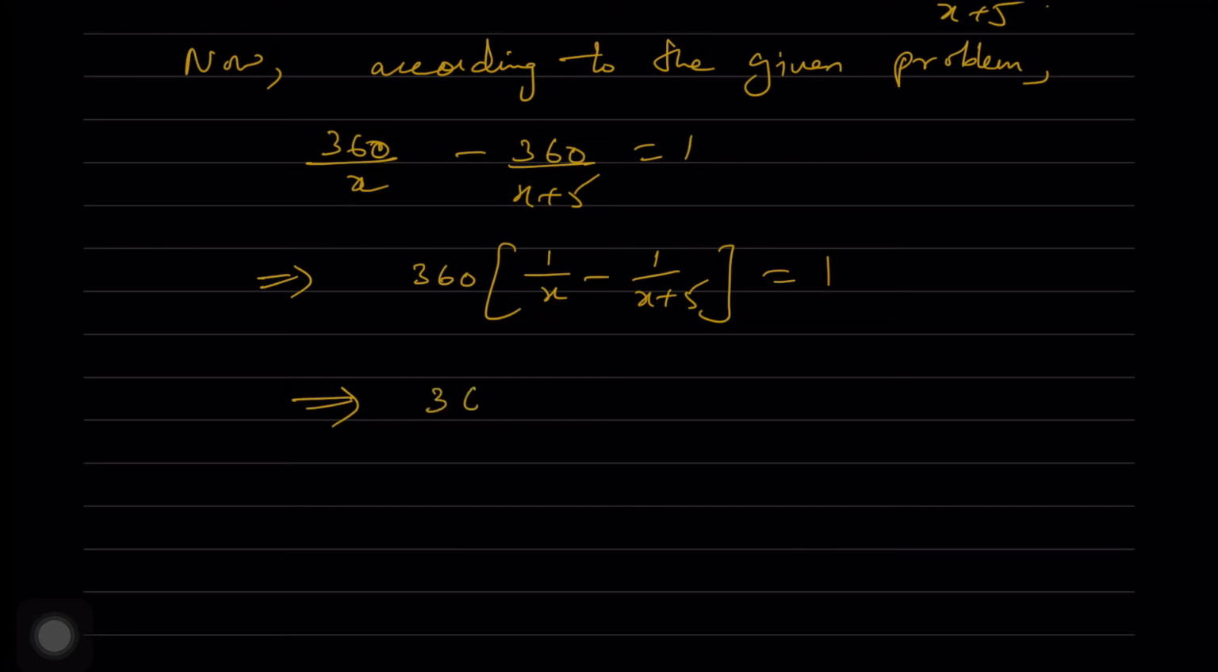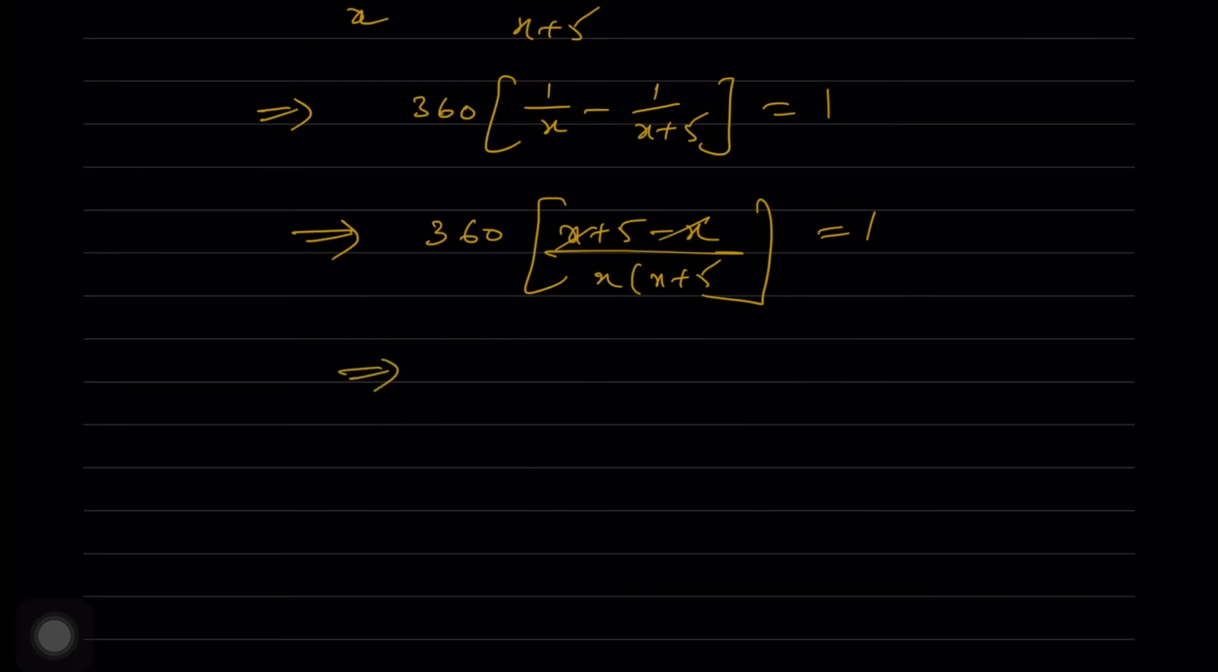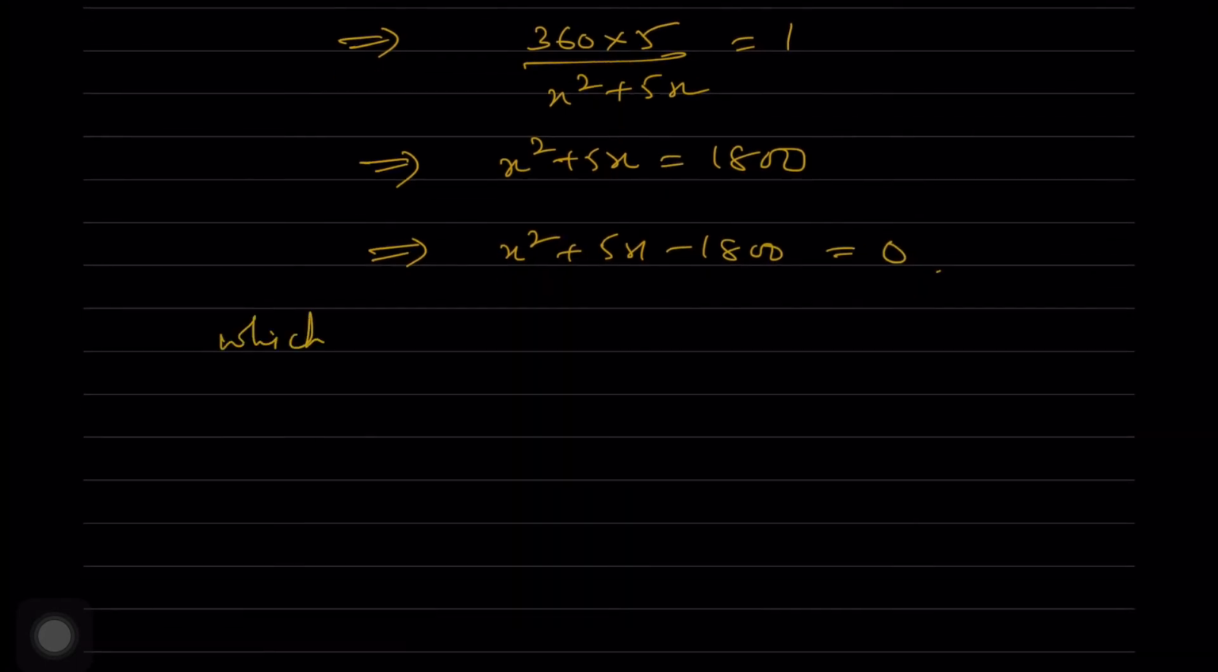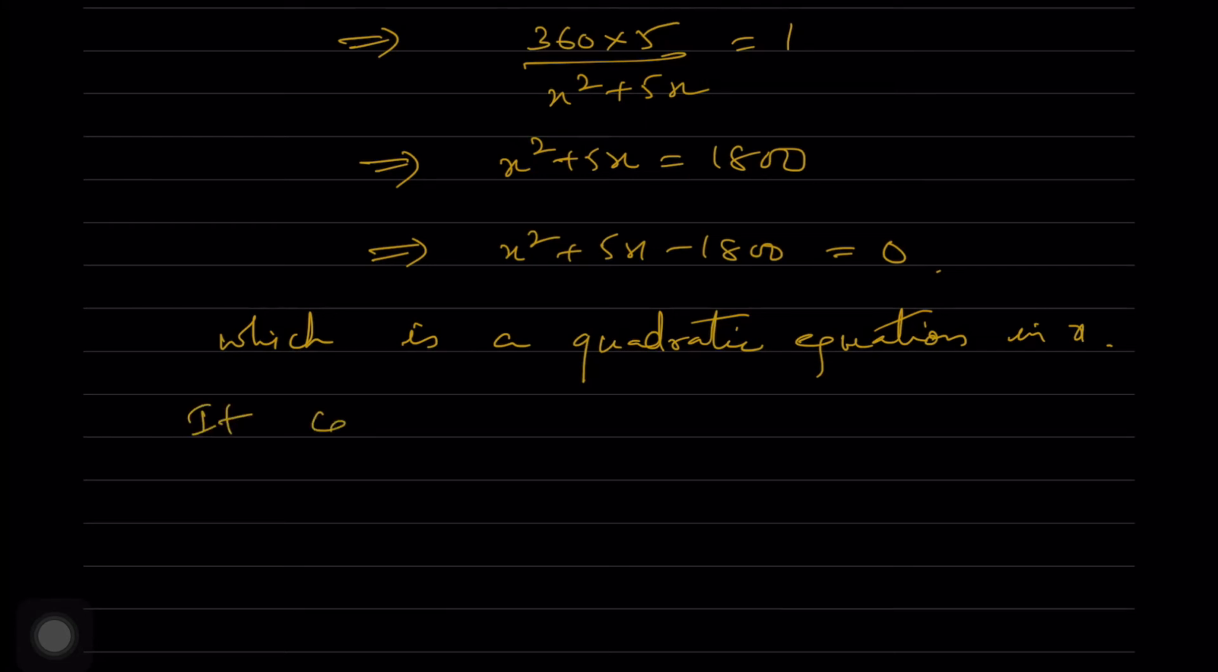So which implies that 360 into x plus 5 minus x by x into x plus 5 is equal to 1, or which implies that 360 into 5 divided by x square plus 5x is equal to 1, which implies that x square plus 5x is equal to 1800, or x square plus 5x minus 1800 is equal to 0, which is a quadratic equation in x. It can be solved by factorization method.